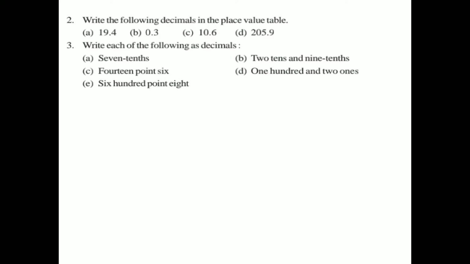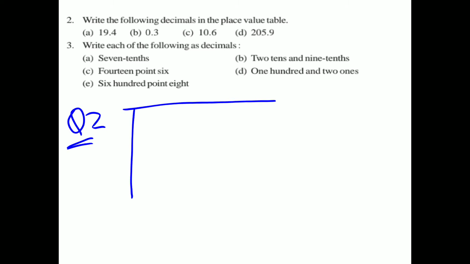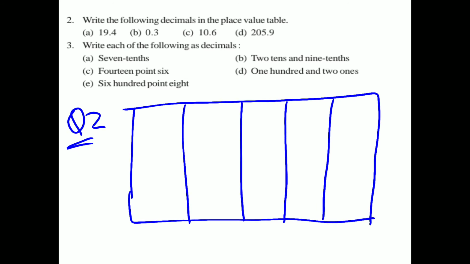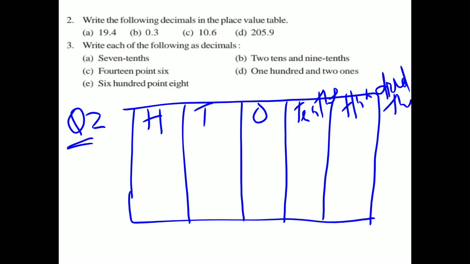Question number 2 is write the following decimal in a place value table. I will do question number 2 for you. I will make a table. You will write the question in full, then you have to make a table in this manner: first, second, third, and fourth. Clear? So this is 100, this is tens, this is ones. Clear? Then comes tenth, then comes hundredth. So we need only like this manner. Clear?